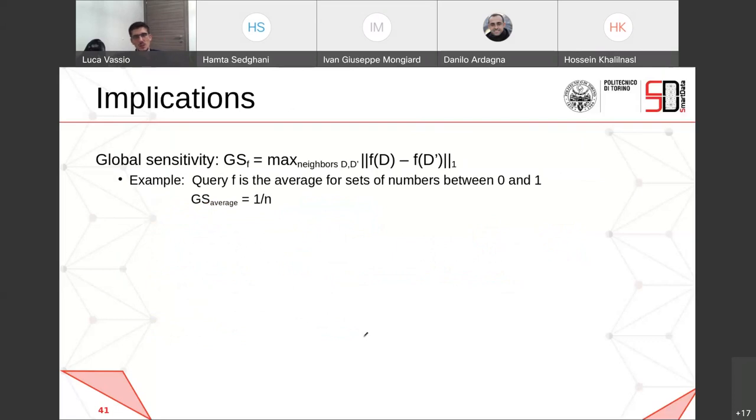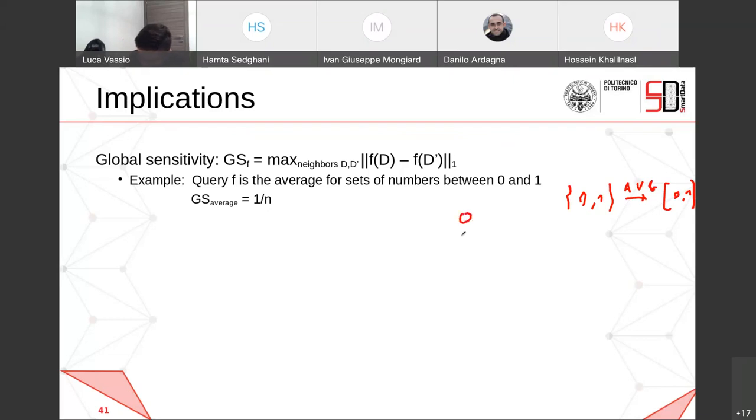What is the implication of this global sensitivity? Let's take an example. Let's take a query f that is the average for sets of numbers between 0 and 1. So we have something that goes from [0,1] to [0,1], for example, the average. What will be the global sensitivity? Well, just think about the worst case scenario.